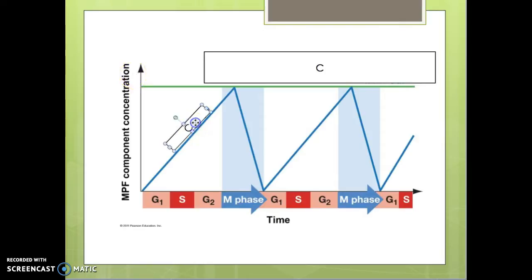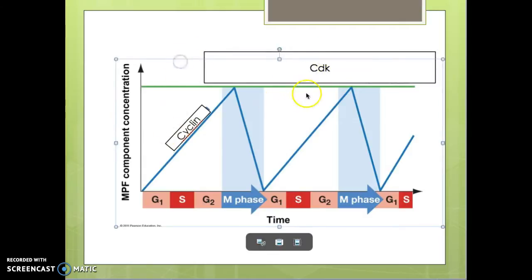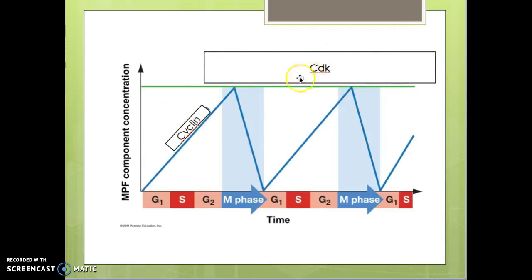So this is the cyclin production in the cell, and that's not exactly how you spell cyclin, and this is the CDK concentration. So what you see is even though the CDK concentration is constant, the MPF concentration, like the whole concentration of it, is dependent on the cyclin because this CDK depends on the cyclin. It cannot work without the cyclin.